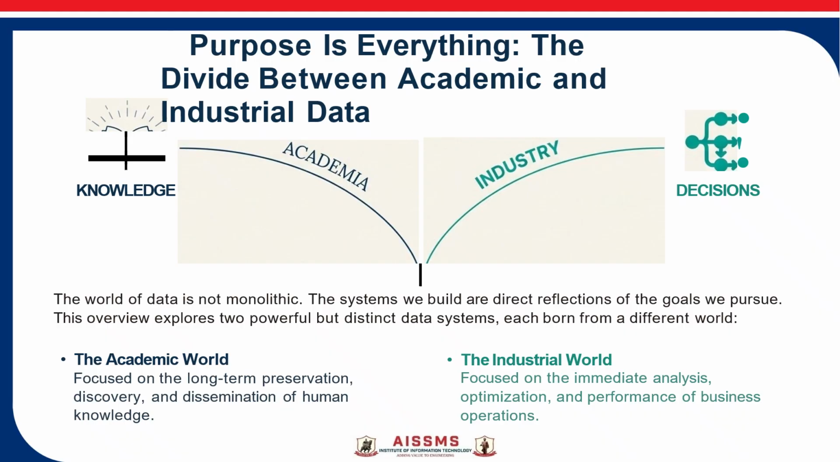Data systems are not monolithic. They are direct reflections of the specific goals they are built to pursue. On one hand, we have the academic world, which focuses on the long-term preservation and discovery of human knowledge. On the other, we have the industrial world, where the focus shifts towards immediate analysis and the optimization of business operations. Understanding these divides is the key to mastering how data is managed in the real world.